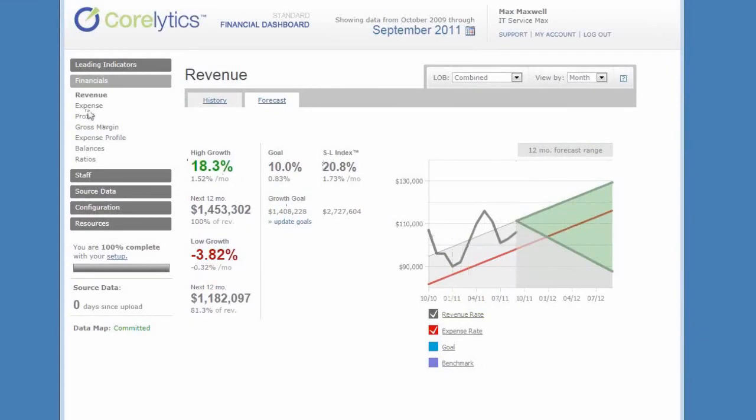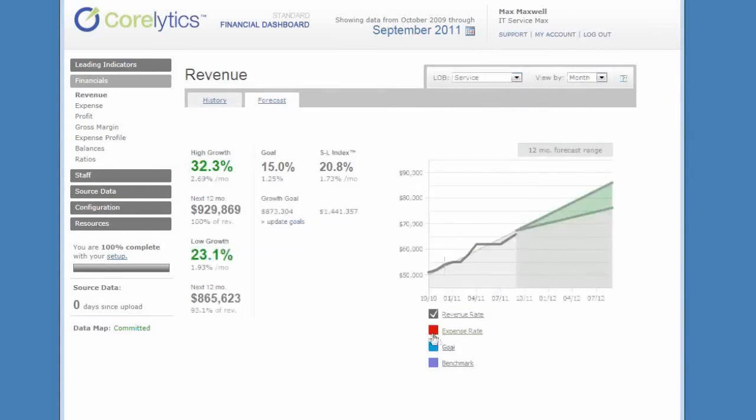This exact same display is available for expense, profit, and gross margin, viewed by month and or quarter, and by line of business. You get the same information here, and in this case, this either means that I'm not charging enough for my services, or that I've got a problem with the allocation of expenses in my data map. And this is test data and not well constructed in some places to tell the right story.